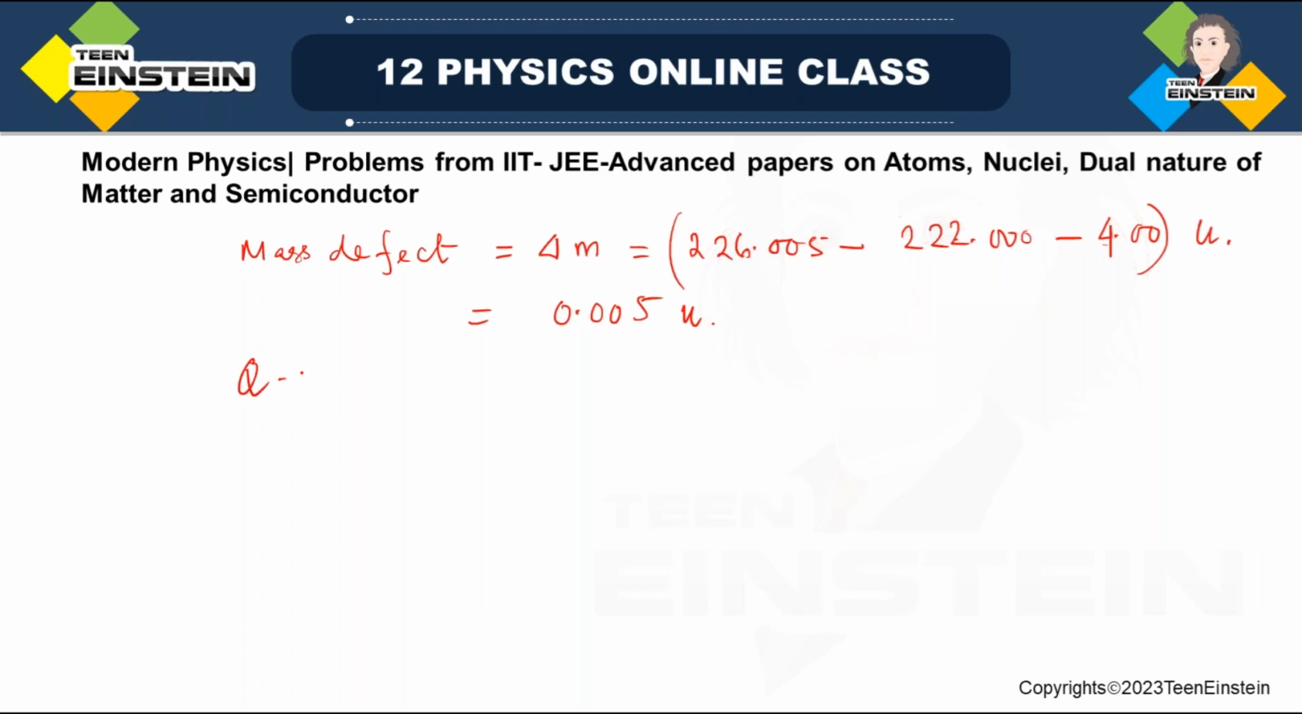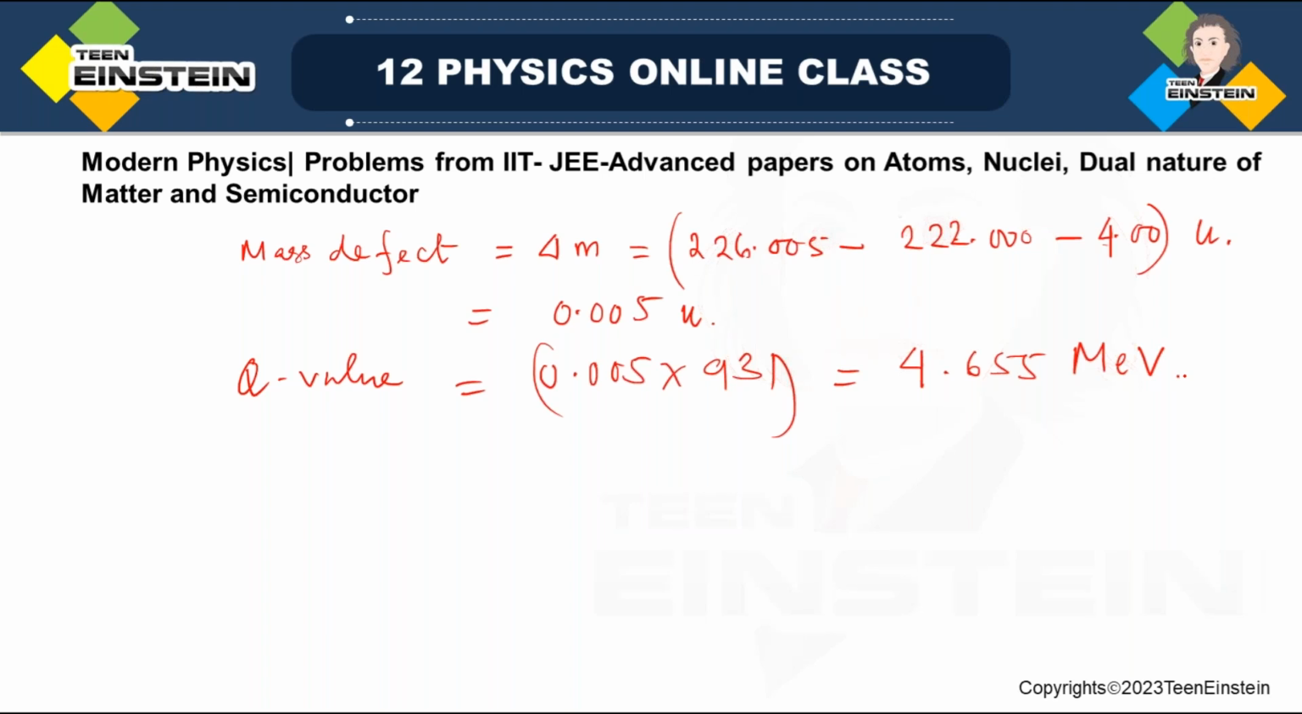Then what is the Q value? The Q value, or the energy equivalent to this mass defect, is 931 into this. So if you multiply, what do we get? 4.655 mega electron volt, because this is the Q value obtained.